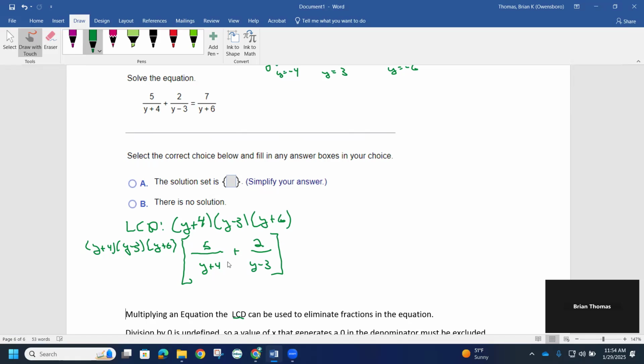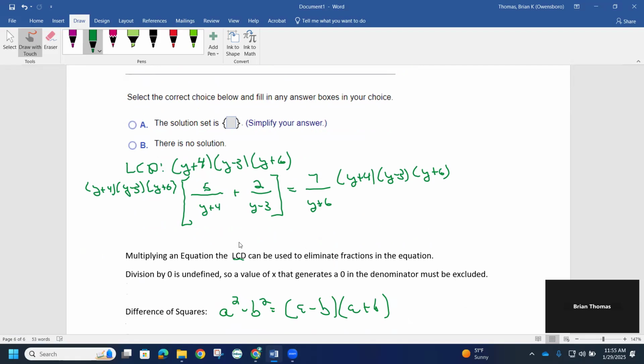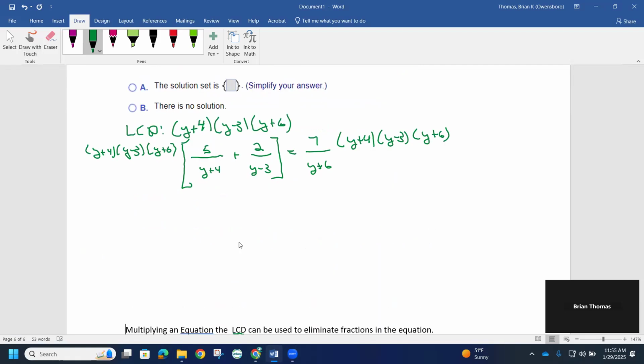So I've got to multiply this whole side by these three factors. And then on the other side, I have this 7 over this y plus 6. And I have to multiply this all by y plus 4, y minus 3, y plus 6. So let me make myself some room here. So the reason we are multiplying both sides by this y plus 4, y minus 3, y plus 6 is to cancel out the denominators.